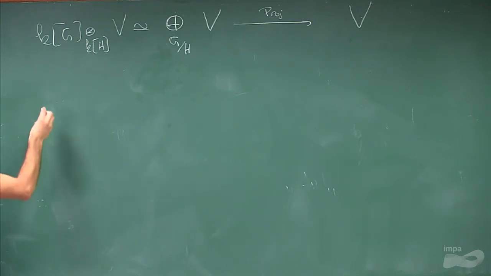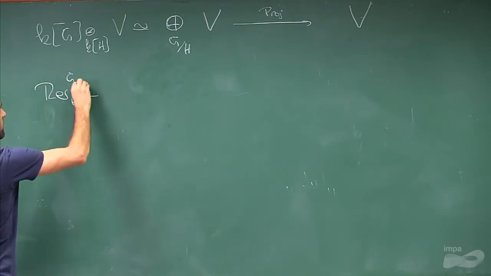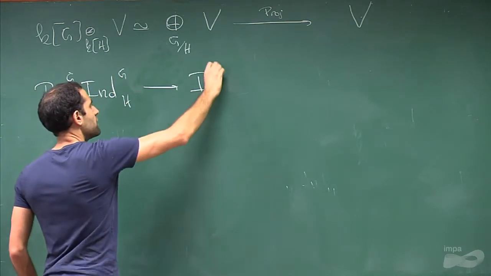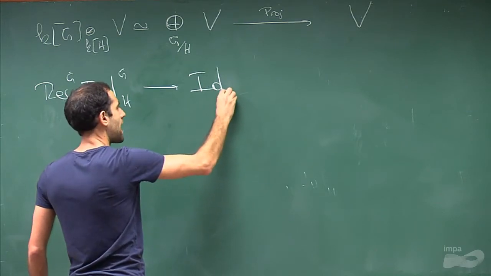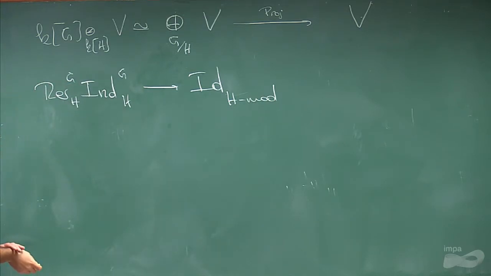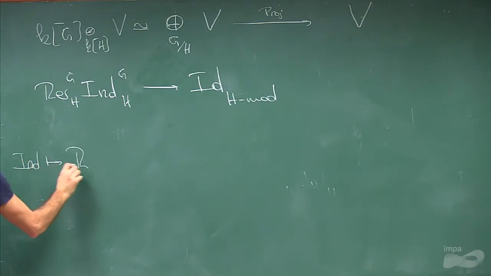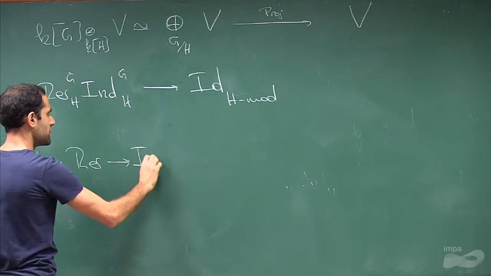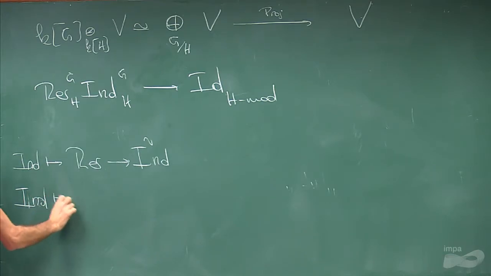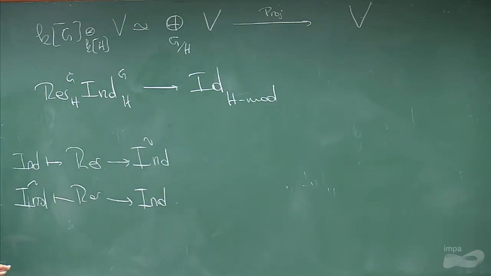So now we've gotten a map from the restriction of the induction to the identity functor in the category of H modules. So before we had that it looked as if the induction was left adjoint to restriction, which was left adjoint to induction tilde, but now it looks like we have induction left adjoint to restriction, left adjoint to induction, like this.